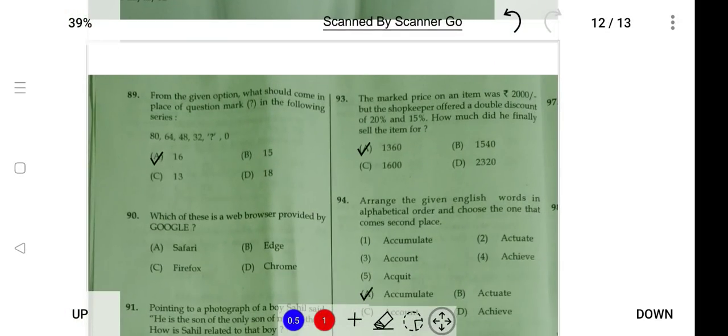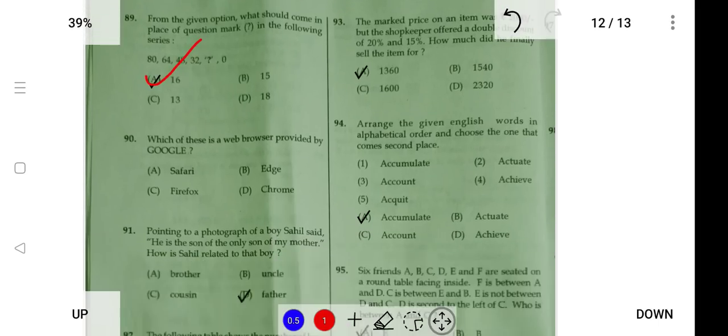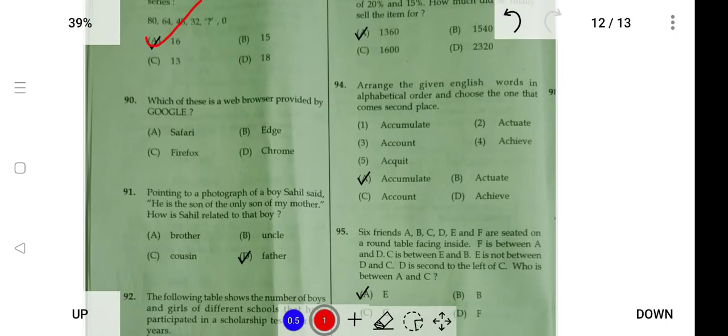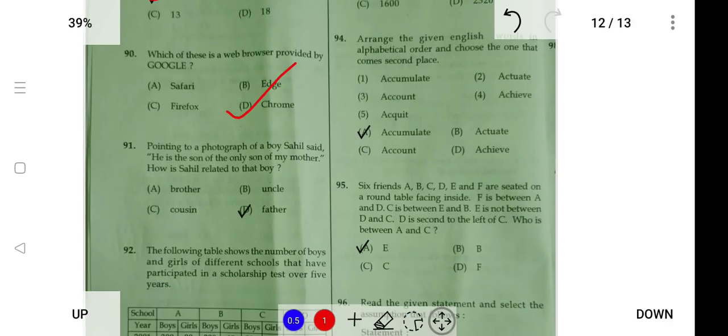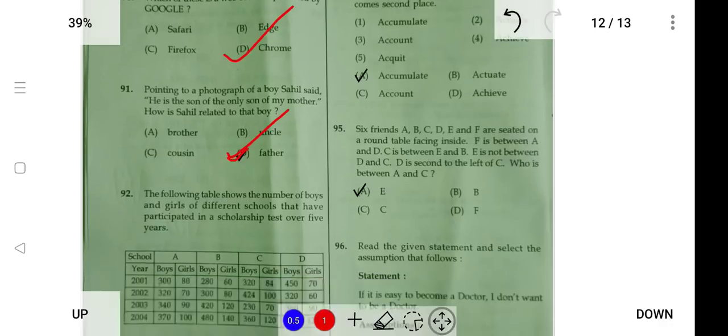Which from the following option should come in place of the question mark? So the answer is 16. Which of the following browsers is provided by Google? Chrome. Pointing at the photograph, the boy says, he is the son of the only son of my mother. So how is Sahil related to the boy? So he is the father of Sahil.